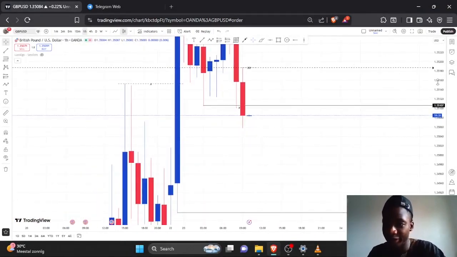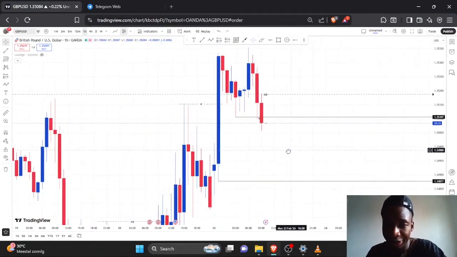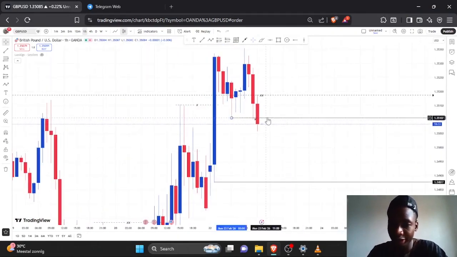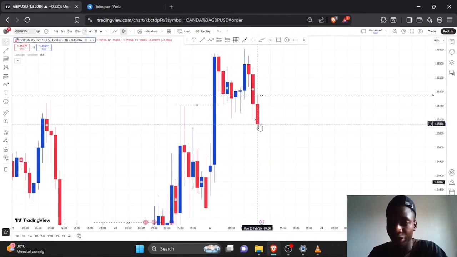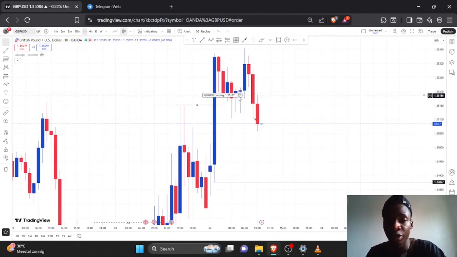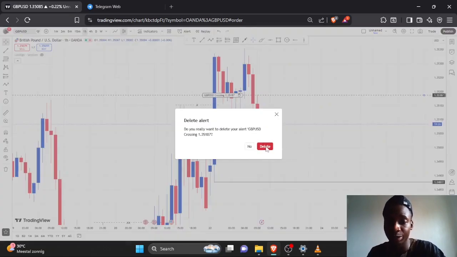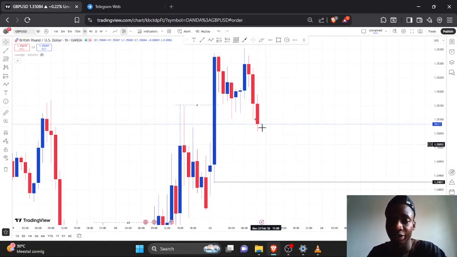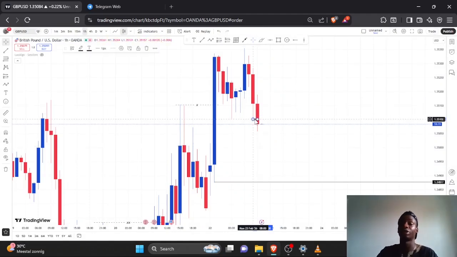Now, perspective has been changed. We are now on a downtrend. Now, because I said we're on a downtrend doesn't mean we are in an overall downtrend. It's just a retracement.